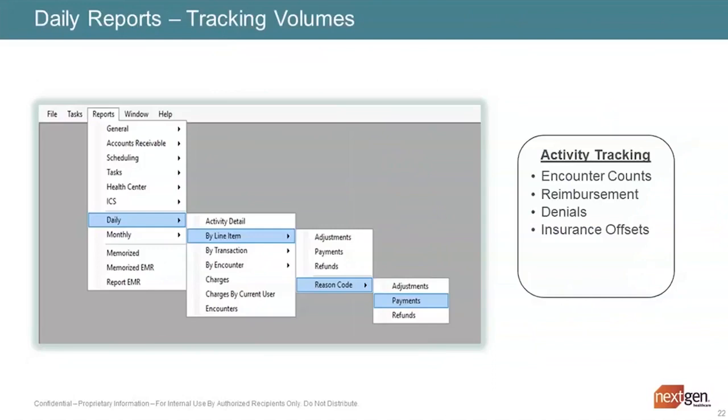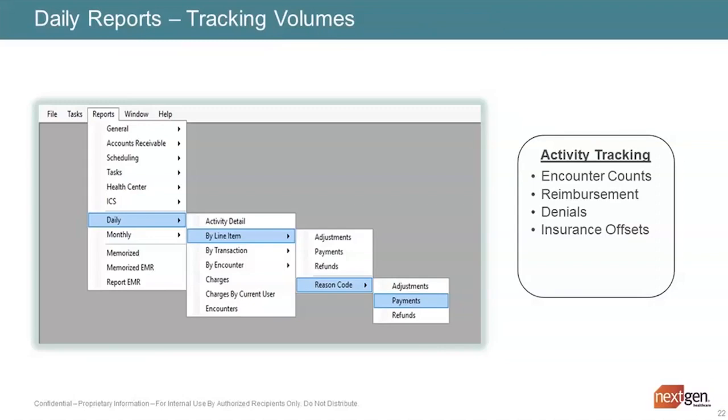Okay, so let's talk about the different types of reports that are available in here. So daily reports, why would I run daily reports? Generally speaking, I would say your daily reports are going to be for activity tracking, encounter counts, reimbursement details, if you're tracking denials, if you're looking for what kind of insurance offsets you got, more of transactional volume tracking type of activities.